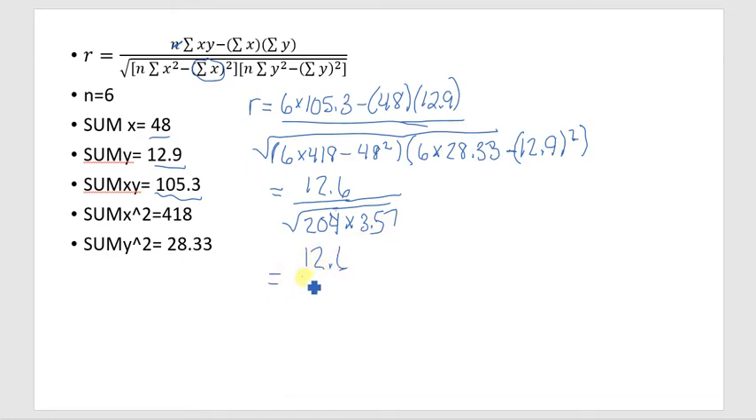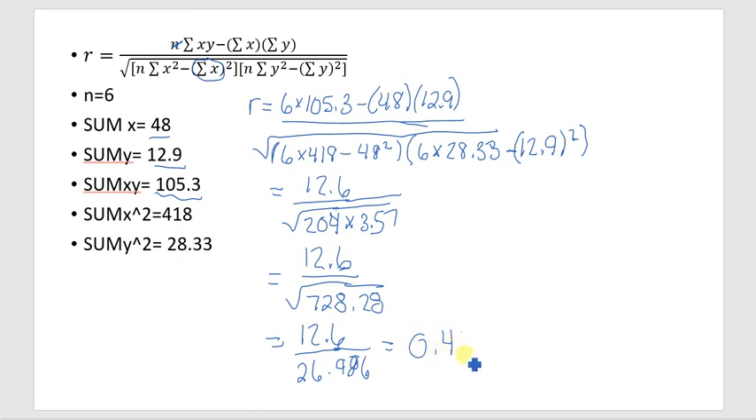Now, let's multiply those. 204 times 3.57. I get 728.28. Now, let's root that. So I get 12.6 over 26.986. 12.6 divided by 26.986. I get 0.46, and let's just round to 0.467. Okay, so we see 0.47.